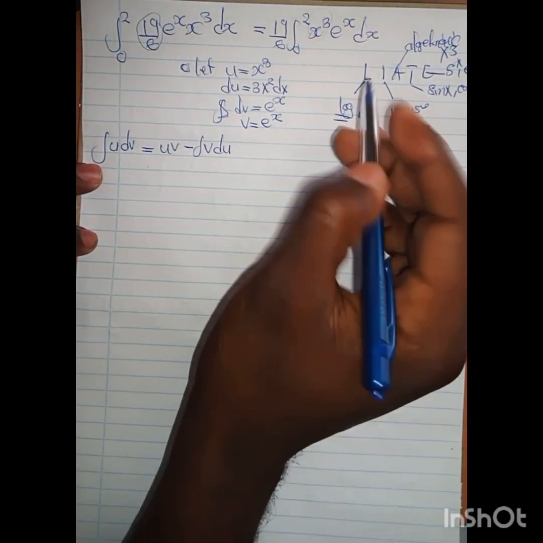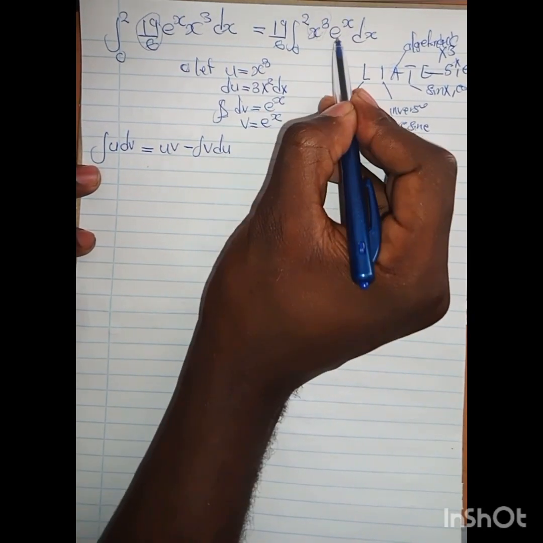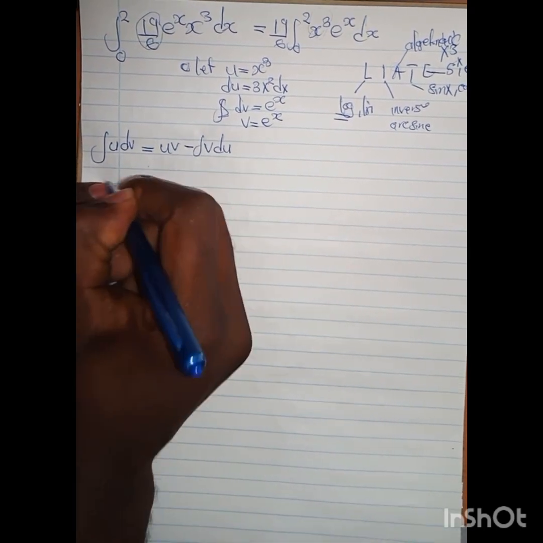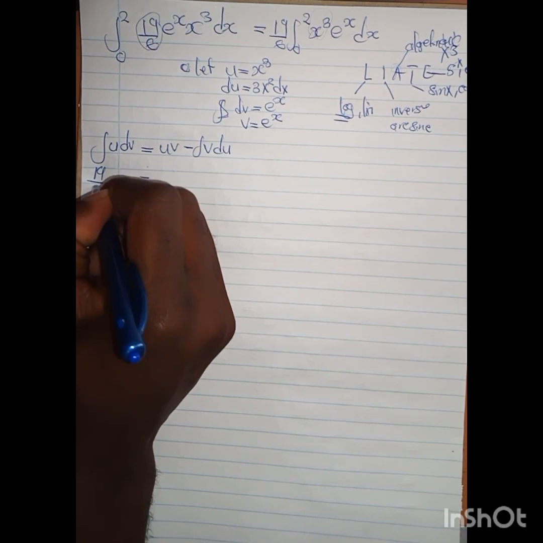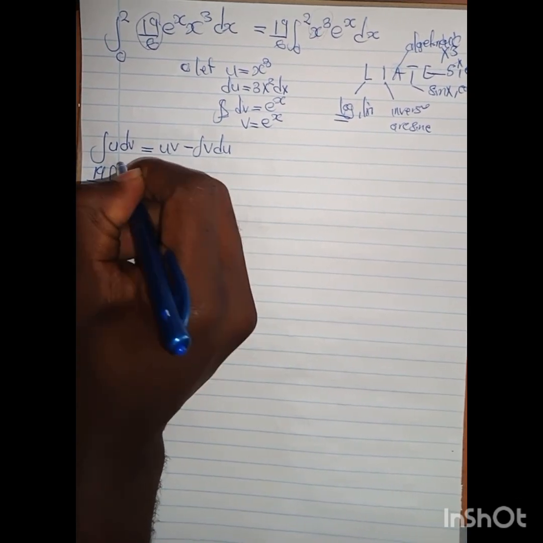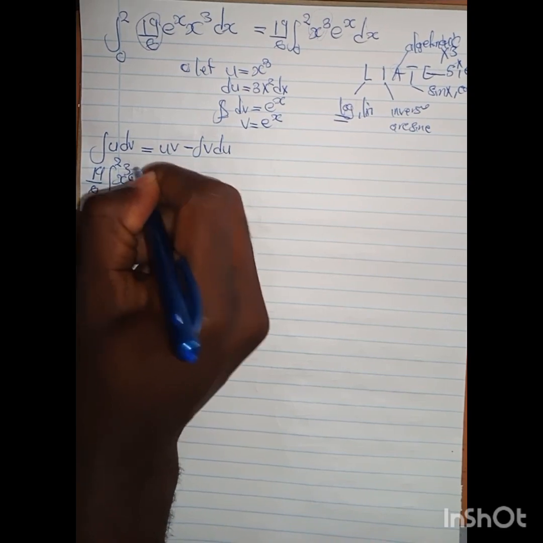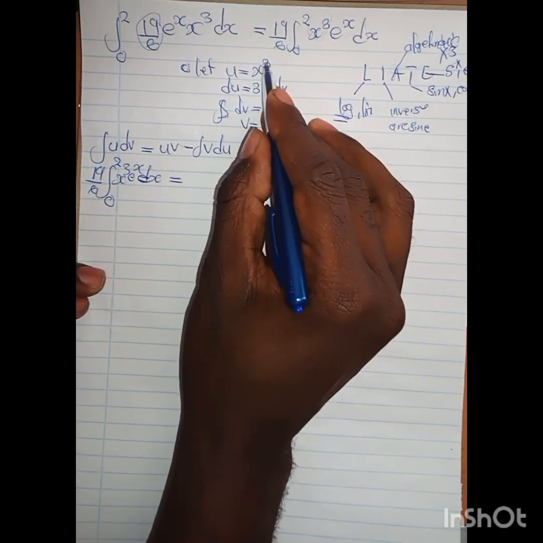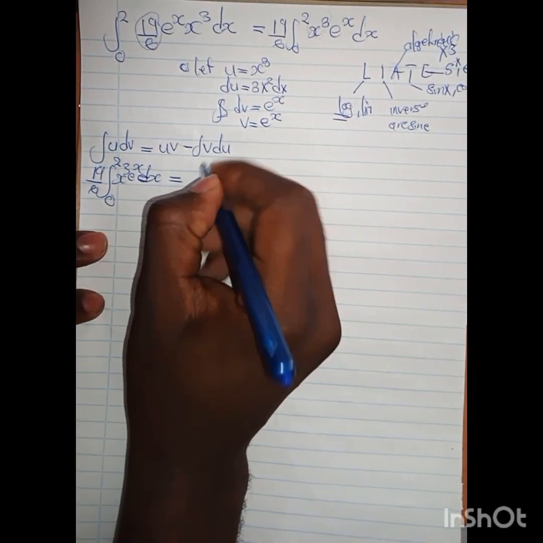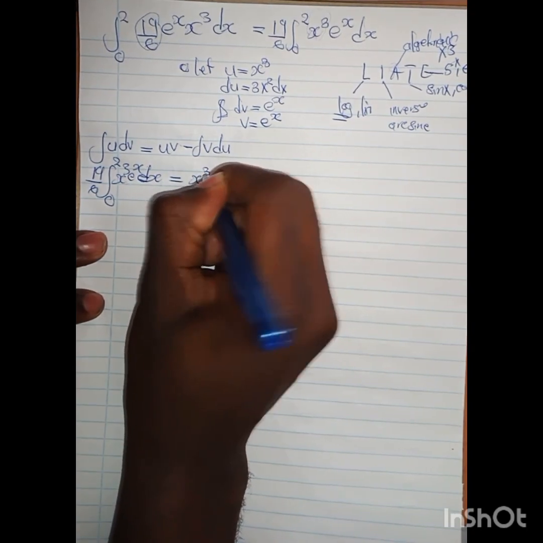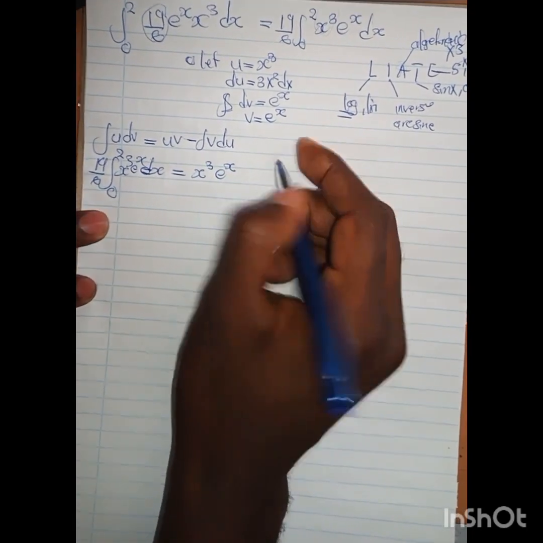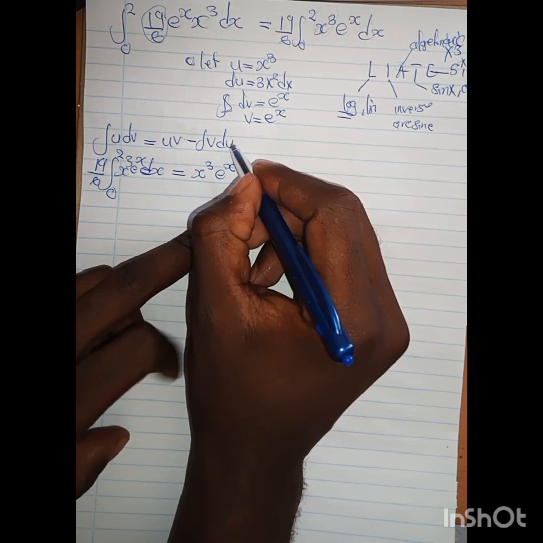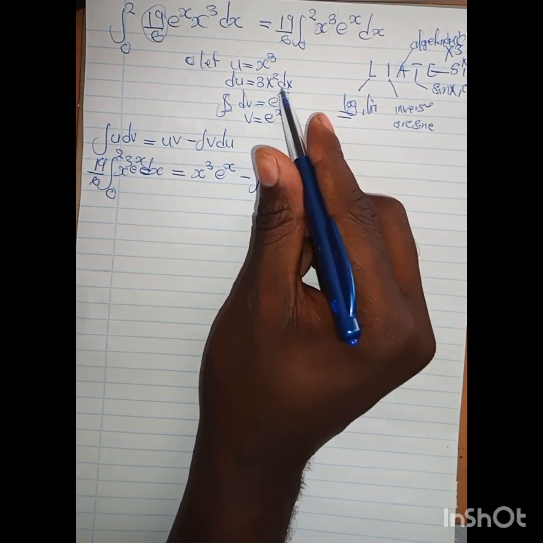All right, so we've said that this is our u, this is our dv, and then let us now substitute. Let us now substitute with 19 over 6, integral from 0 to 2 of x cube e to the x dx. uv, what is our u? Our u is x cube, this is our v. So it follows that we have x cube e to the x, right? Then minus the integral of v. What is v? v is e to the x, and then du is given by 3x squared dx.